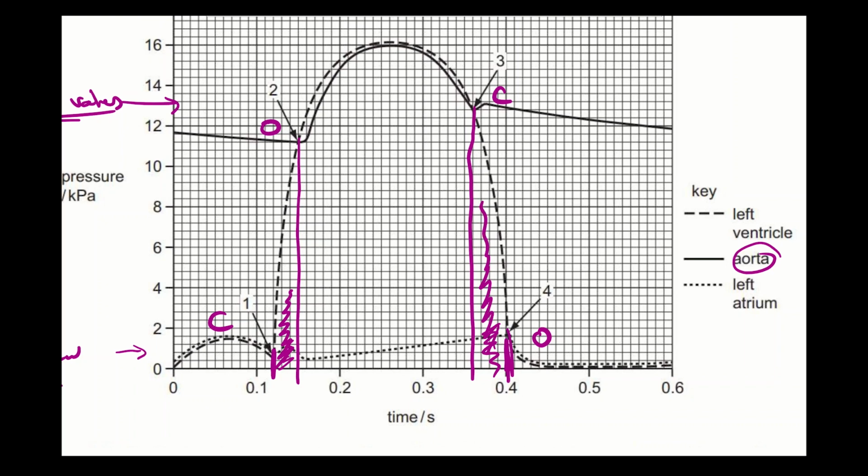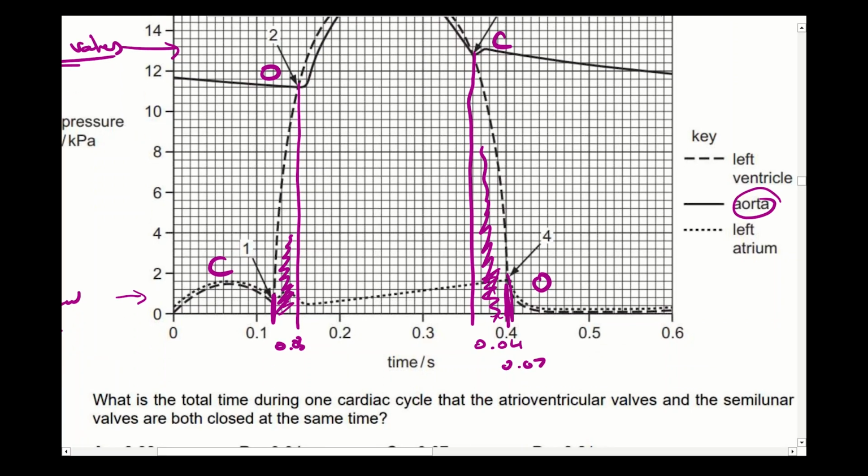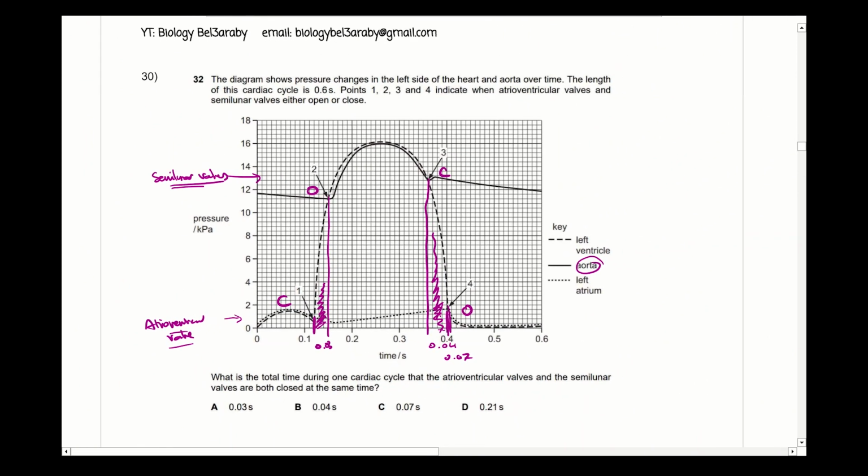Therefore, let's count. It's going to be 0.03 here, and here is going to be 0.04. If we add this together, it's going to be 0.07. Therefore, the answer is going to be C.